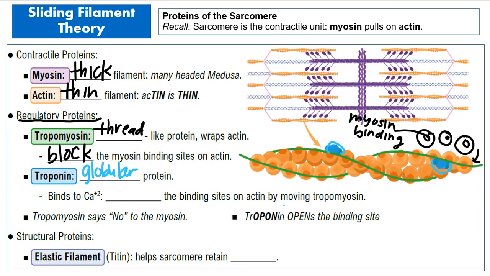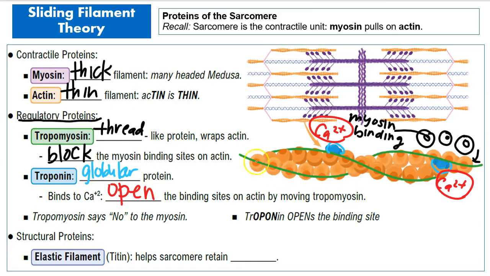Now, how does it actually tell the tropomyosin to move? It's going to bind to good old calcium. So when that calcium ion comes in, it's going to bind to calcium and it's going to open those binding sites by moving tropomyosin out of the way. That's what happens. That's how we regulate whether or not the contraction is going to happen.